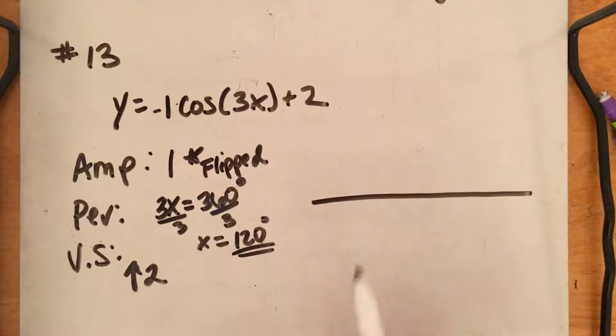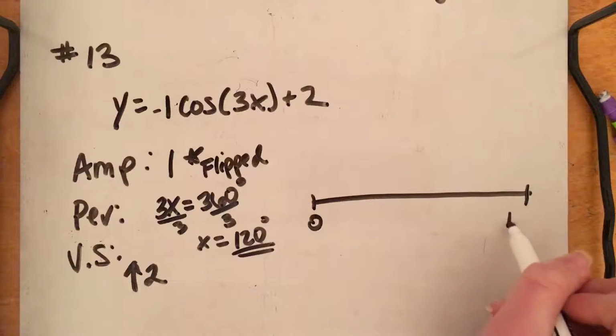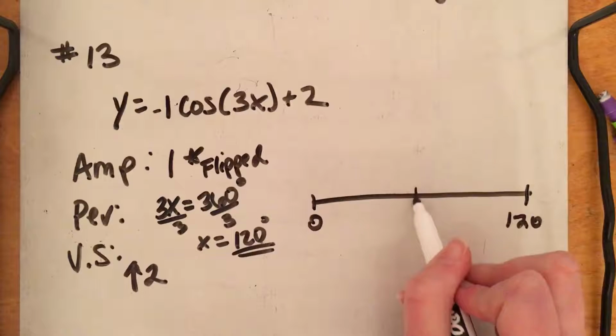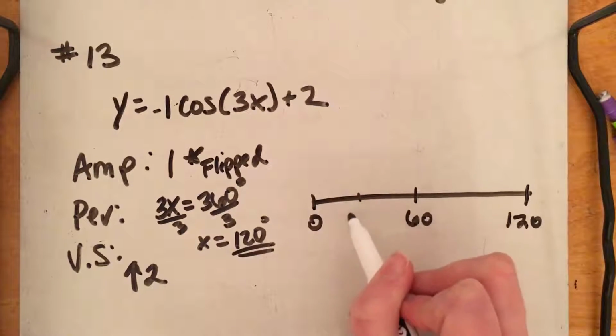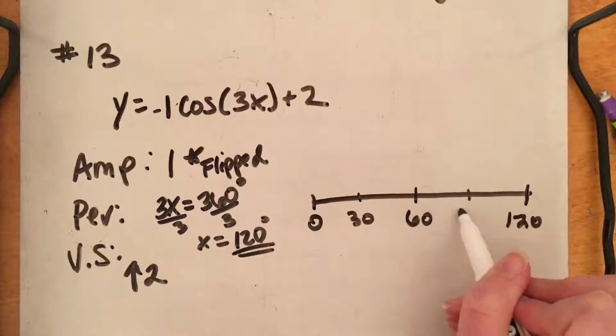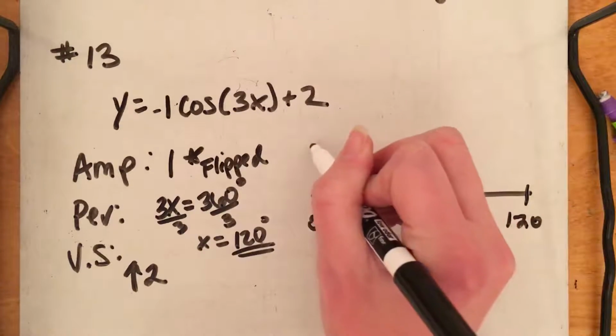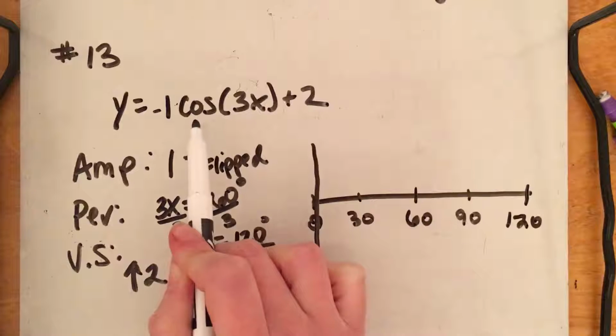All right, so now I'm going to start at 0, and I'm going to label my period, which again is the distance that it has to travel. So starting at 0, traveling 120, the end result will be at 120. Then I'm going to do the 3 spots in between here. So half of that is 60, half of that's 30, and then equally on the other side of 60 is 90.